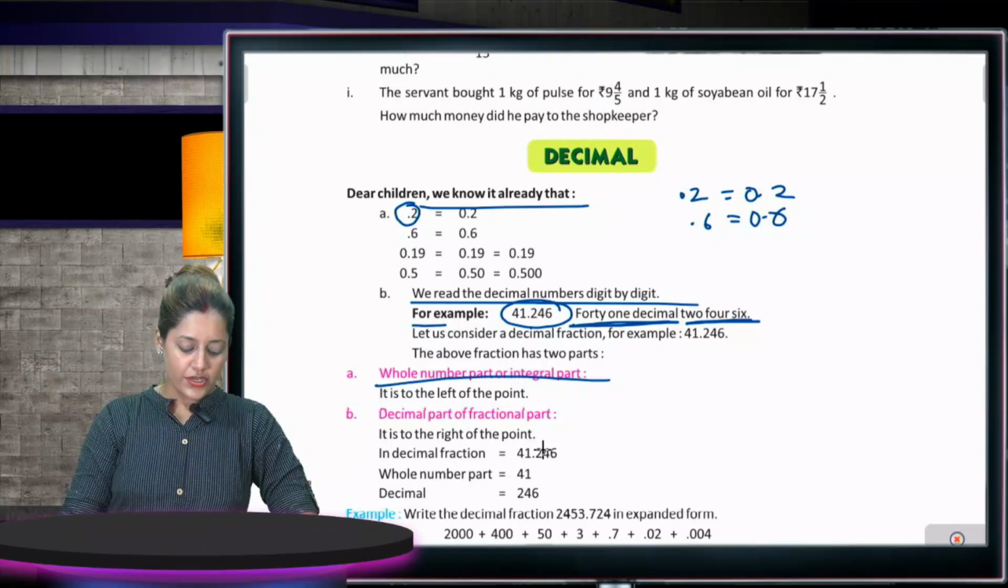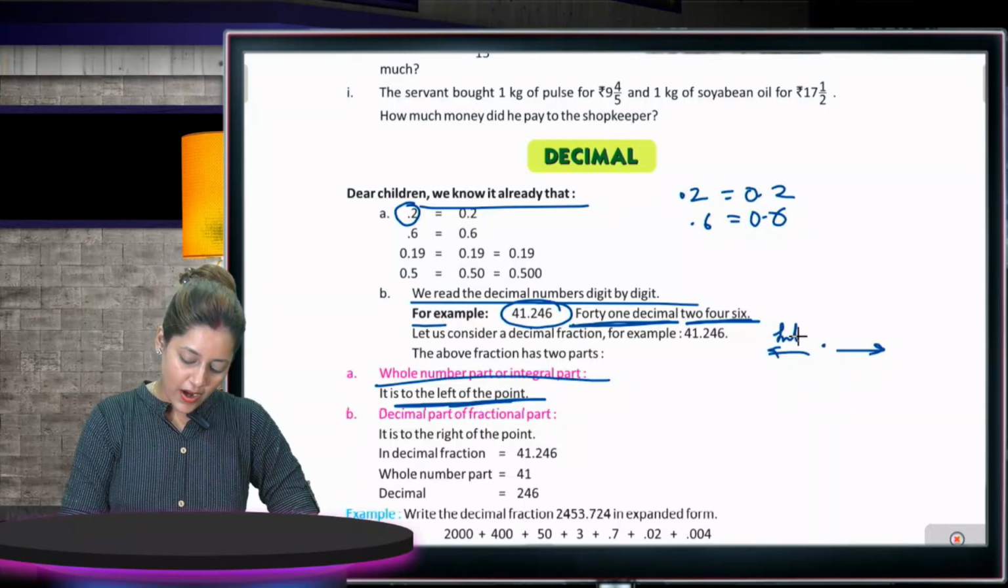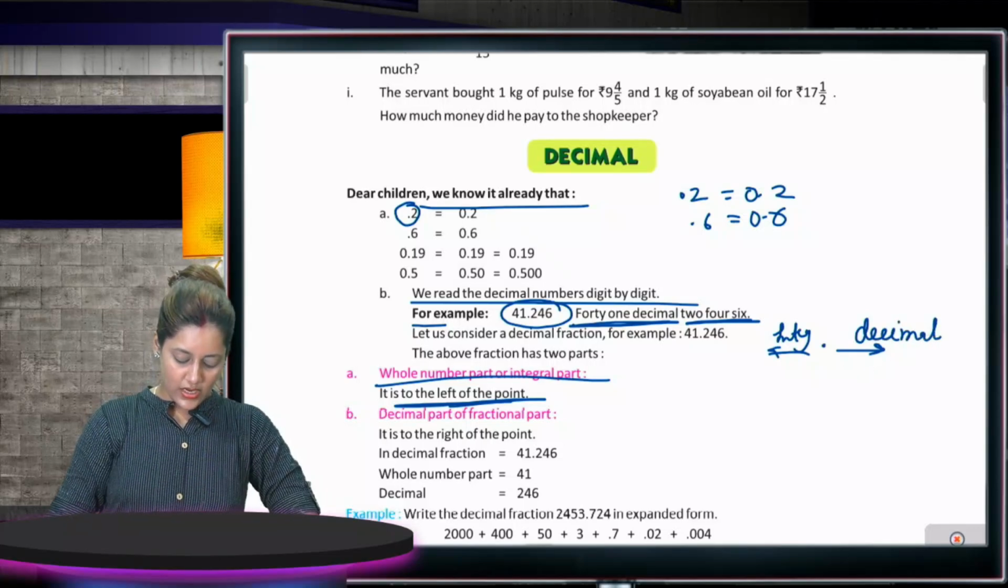The whole number part or integral part is to the left of the point. It means if a point is there, here is the integral part and here is the decimal part. Understand?